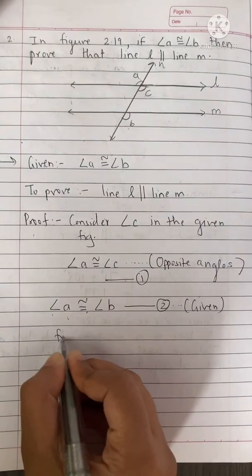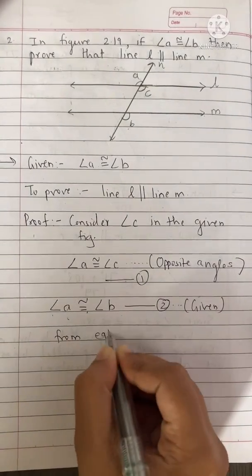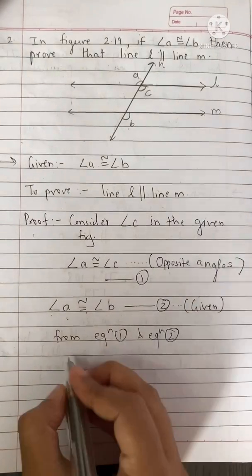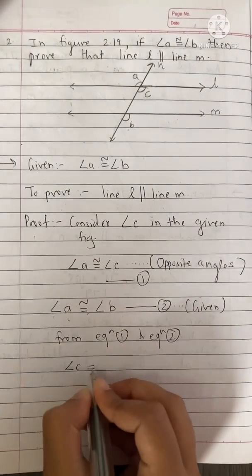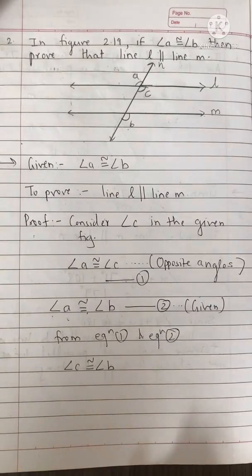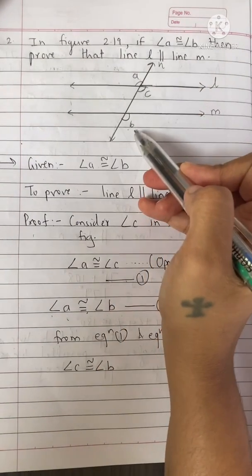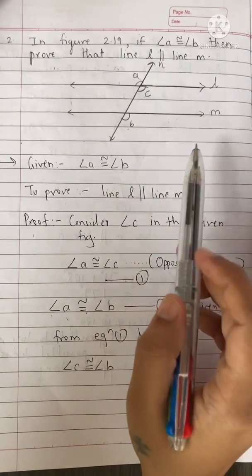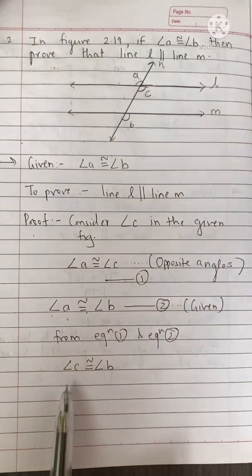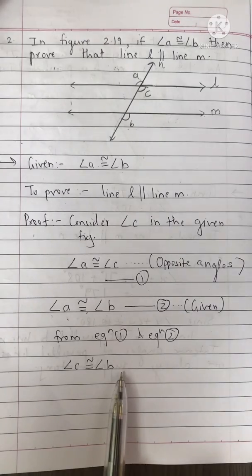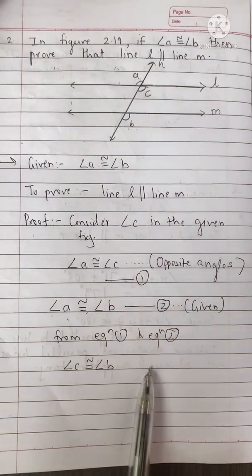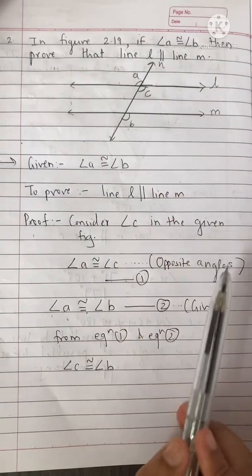So from equation 1 and equation 2, what do we get? Angle C is congruent to angle B. Now, like I said, angle C and angle B make a pair of corresponding angles. You can see here an F has been made by these two angles. So if angle C is congruent to angle B, that means what? Corresponding angles are congruent, and corresponding angles are always congruent when the two lines are parallel.